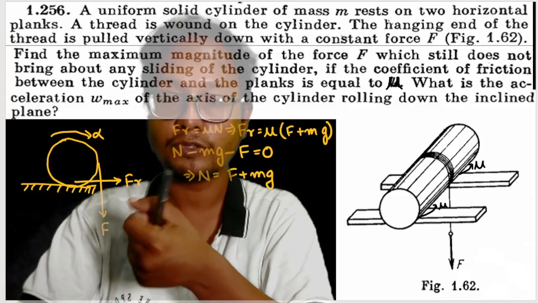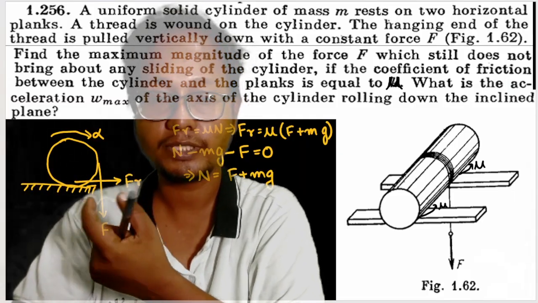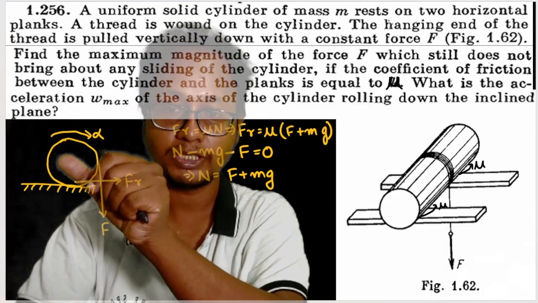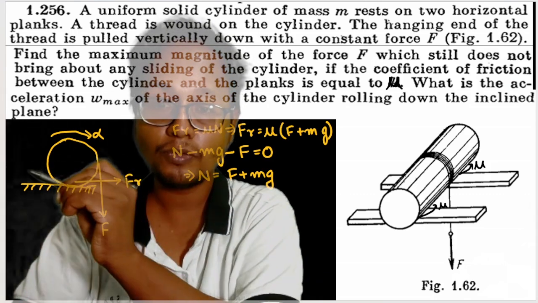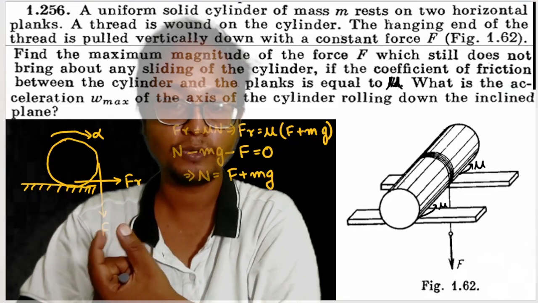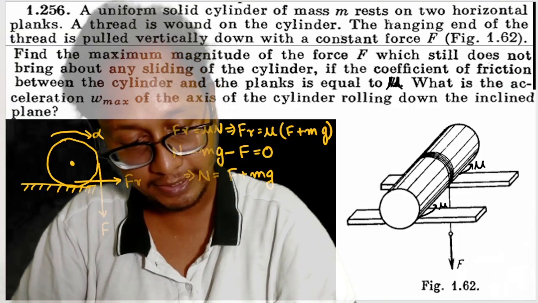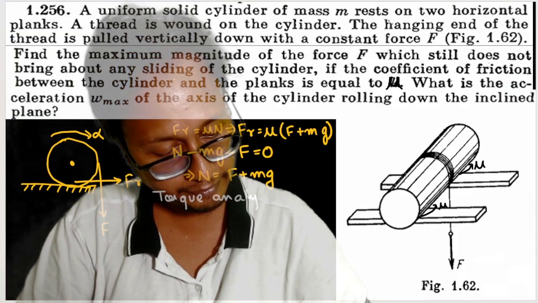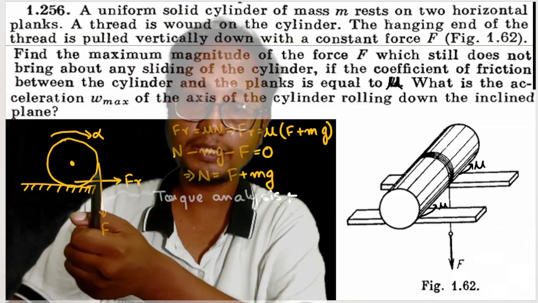That means my net external torque should be lesser than or equal to the friction force. Whatever force I'm pulling out here, whatever that force causes rotation, that force into R should be greater than the limiting value of friction force. Then only I'll get the maximum value of force. Understood? So if I do torque analysis about the center, the positive torque out here is nothing but F into R.